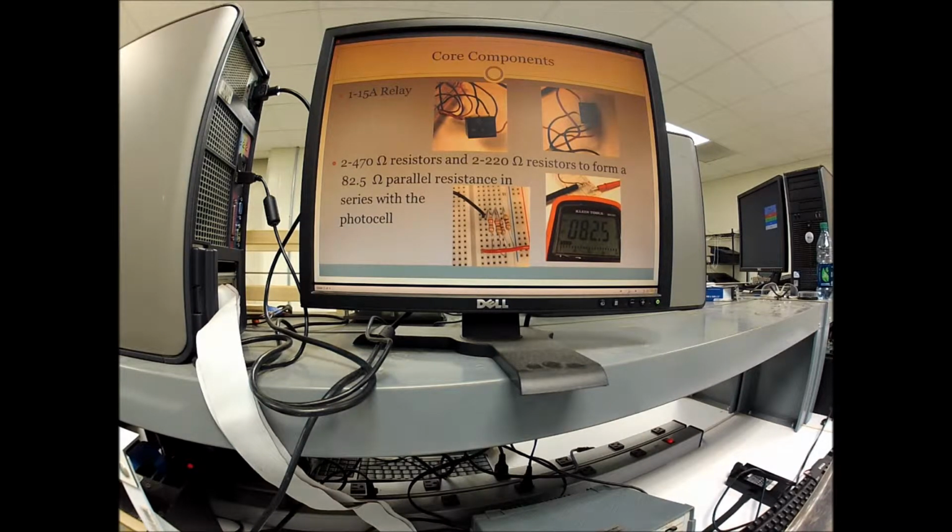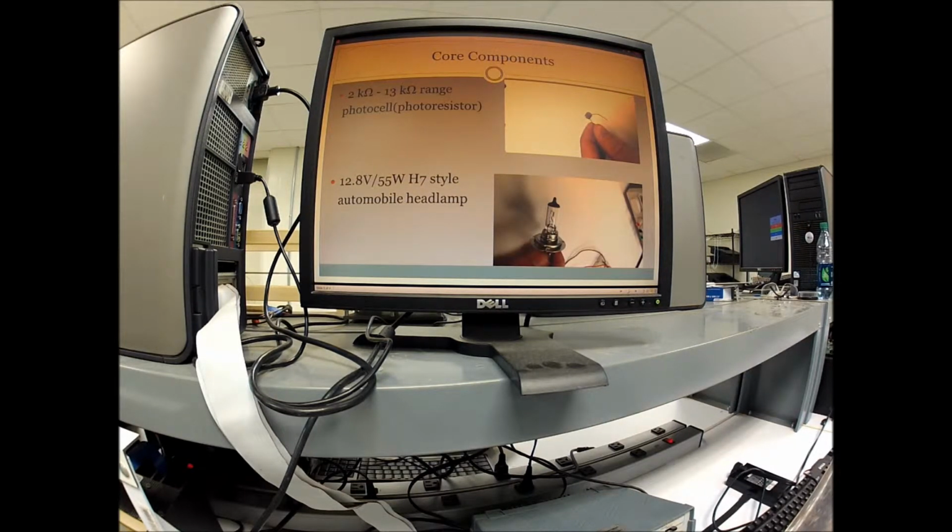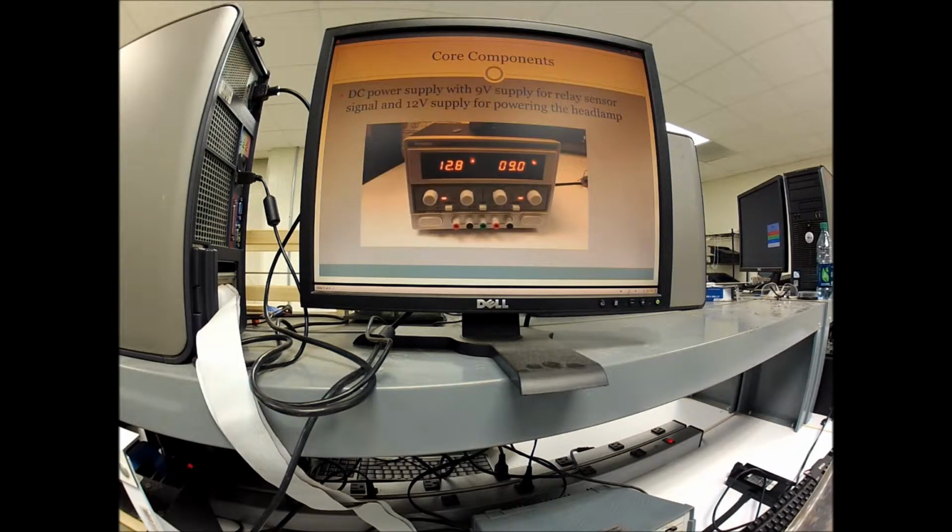Now, I've built a crude model of an automatic headlight system, which includes a 15 amp relay, two 470 ohm resistors and two 220 ohm resistors to form an 82.5 ohm parallel resistance that is in series with the photocell, a 2K to 13K range photocell, a 12.8 volt 55 watt headlamp from a car, and a power supply for the sensor voltage of 9 volts and the supply voltage of 12.8.